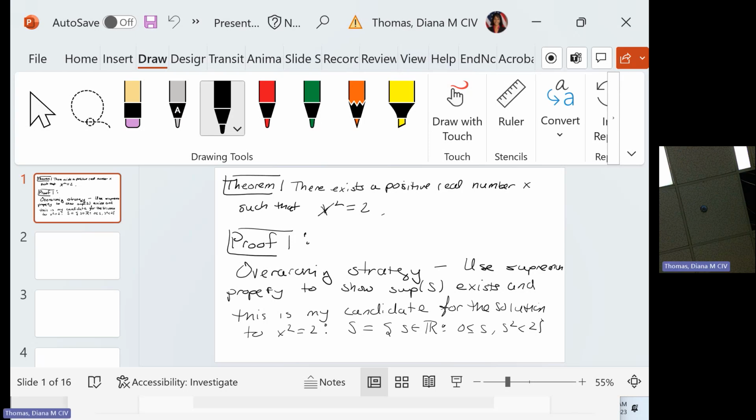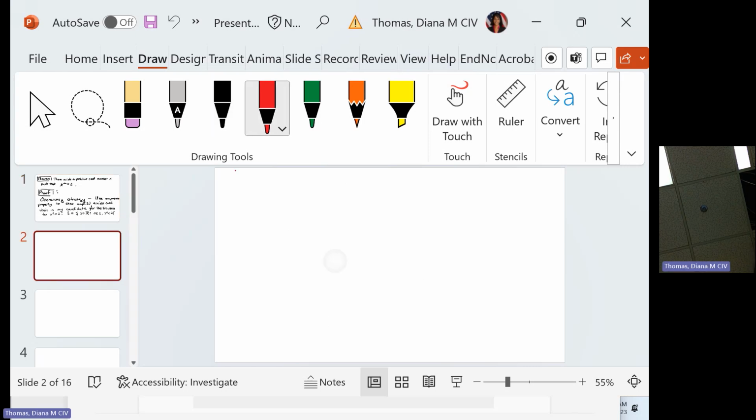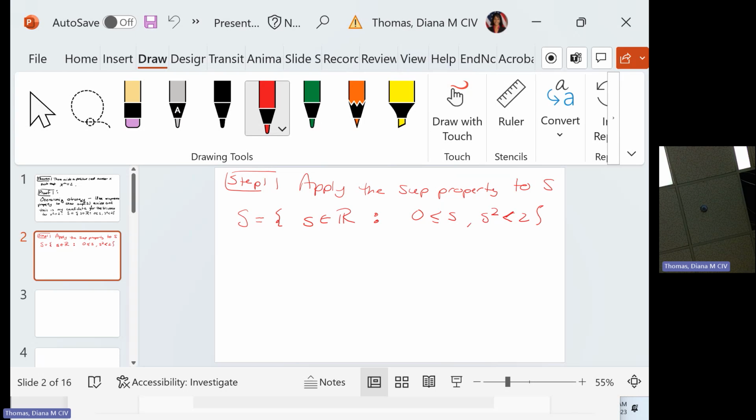So I broke this down into steps, and I'm going to have you fill in one step. So it's almost a copy paste of what I'm doing, but with sup and turned around. So watch carefully and ask questions so that I know that you got it. First step is to apply the sup property to S. S is that set. Again, I'm just going to rewrite it. It's on your pages. You don't have to rewrite it. It's the non-negative real numbers such that s squared is less than 2. Is this set bounded?